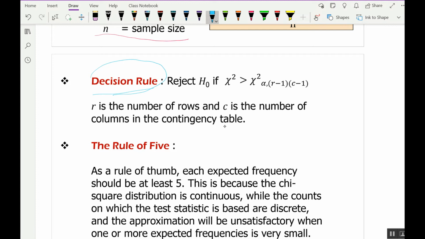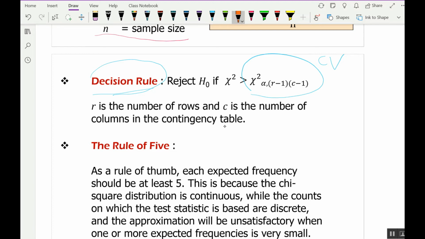But for this decision rule, of course, you need to compare it with the... So this is the one that we get from where? From the critical value. Critical value is from where? From the table. Okay, from the chi-squared table.